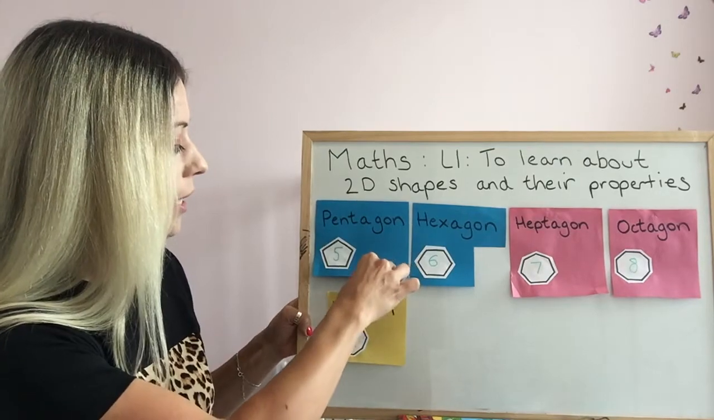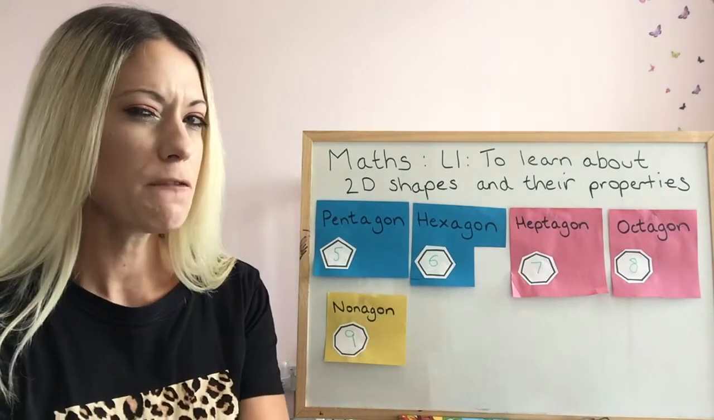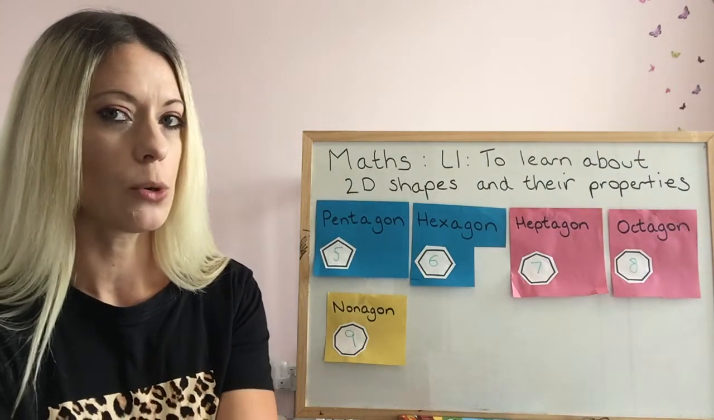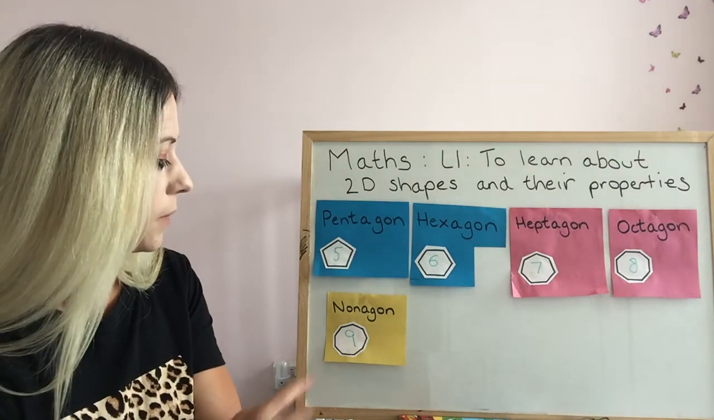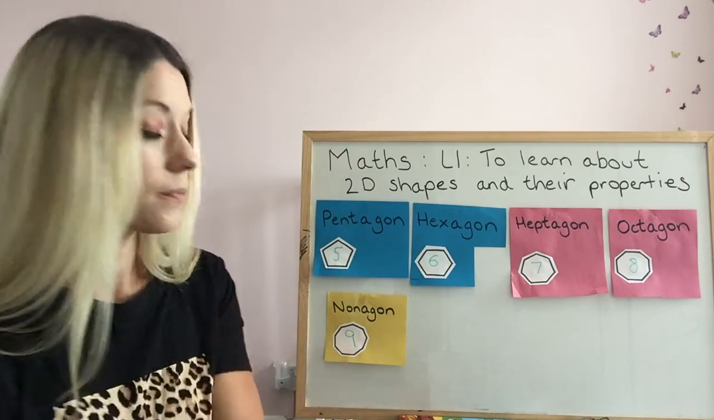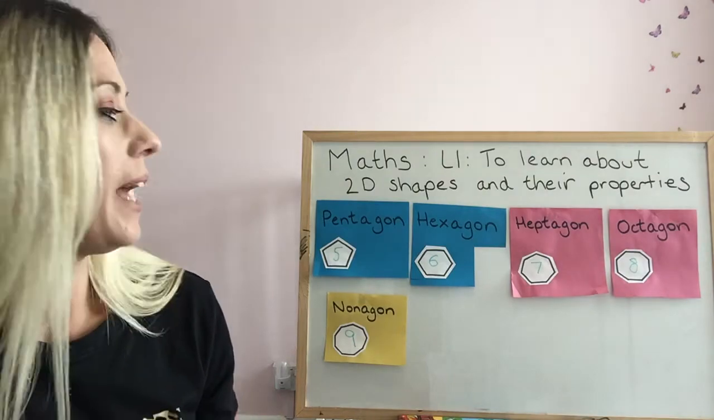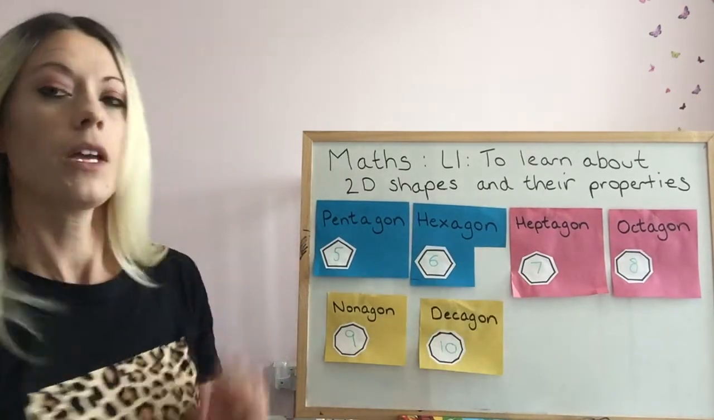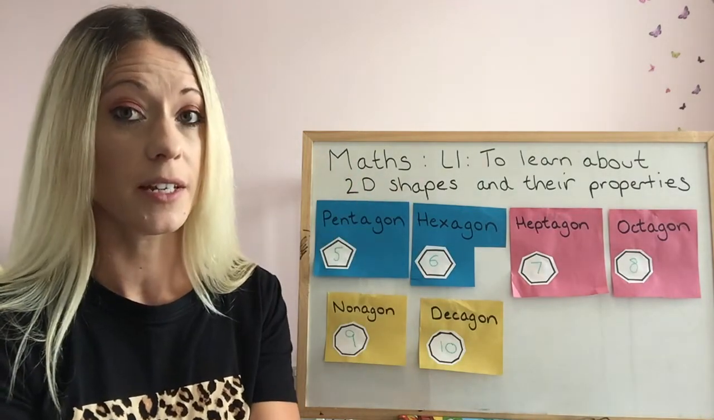Then we have a nonagon with 9 sides. How many vertices has this got? Maybe write down in your Google Classroom stream. If not, you can shout out the answer to me. That's right, well done. Now we have a decagon that has 10 sides and quite a lot of vertices.